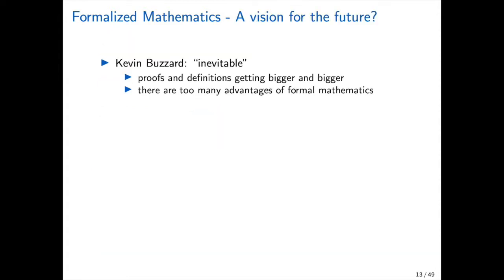So, as I said earlier, is this a vision for the future? Is this an ambitious vision? Kevin Buzzard is a number theorist, analytic number theorist. He says that this development is sort of inevitable, that we're going to do mathematics in formal proof assistants at some point in the future. Because proofs and definitions are getting bigger and bigger. Like you said, proofs aren't checked anymore, actually. And simply because there are too many advantages of doing mathematics formally. You can search and connect things in a computer understandable way.